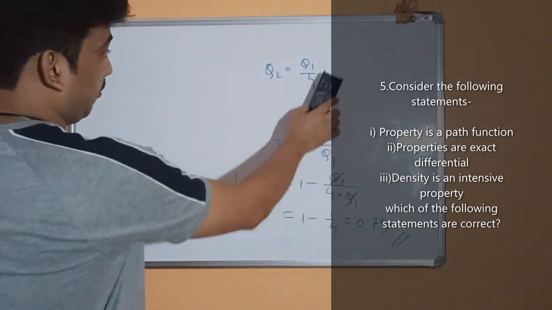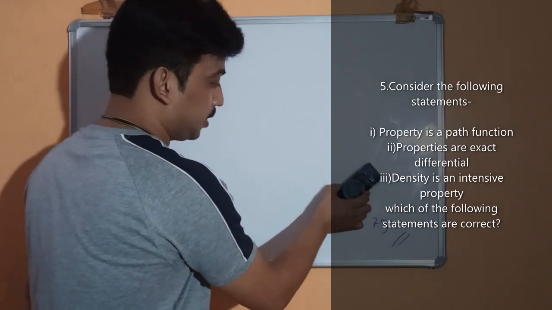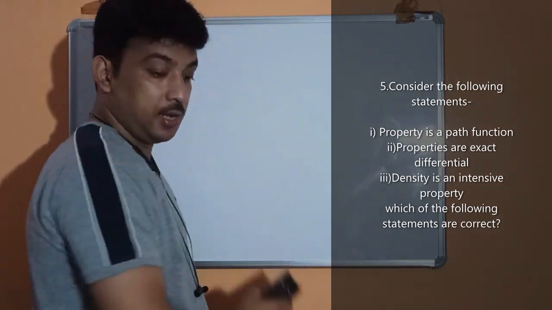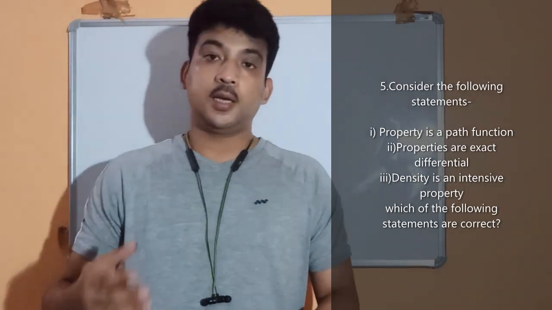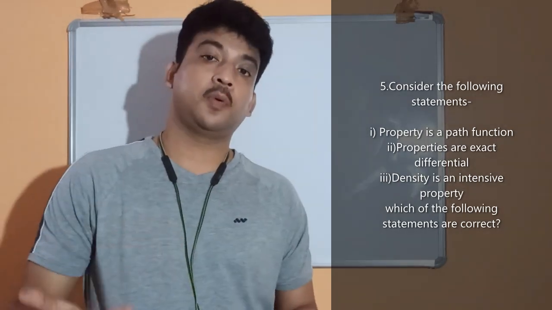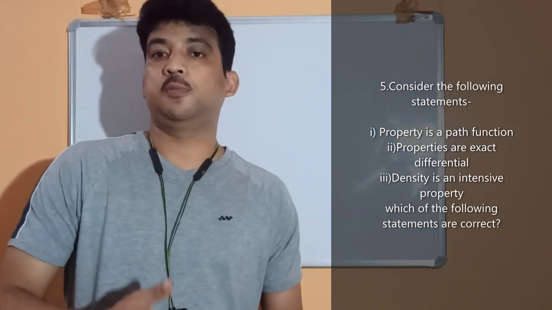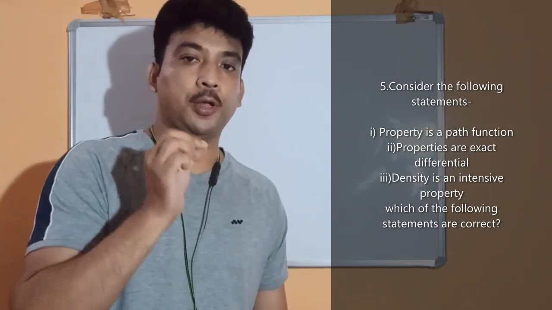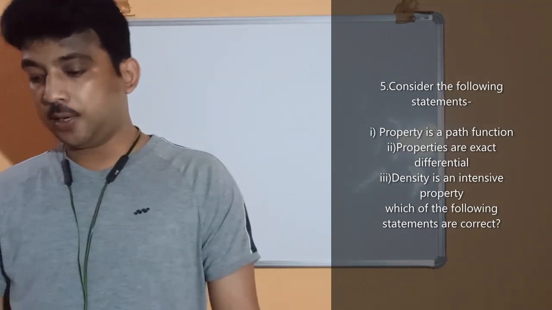Properties are not path functions. Properties are point functions. What are properties? Properties are like pressure, temperature, etc., which define a state of any system. A state of any liquid or any gas is defined by properties, for example, pressure, temperature, volume, specific volume, etc., and those can be defined by a point. That does not depend upon the path followed. Okay, so the first statement here is wrong.